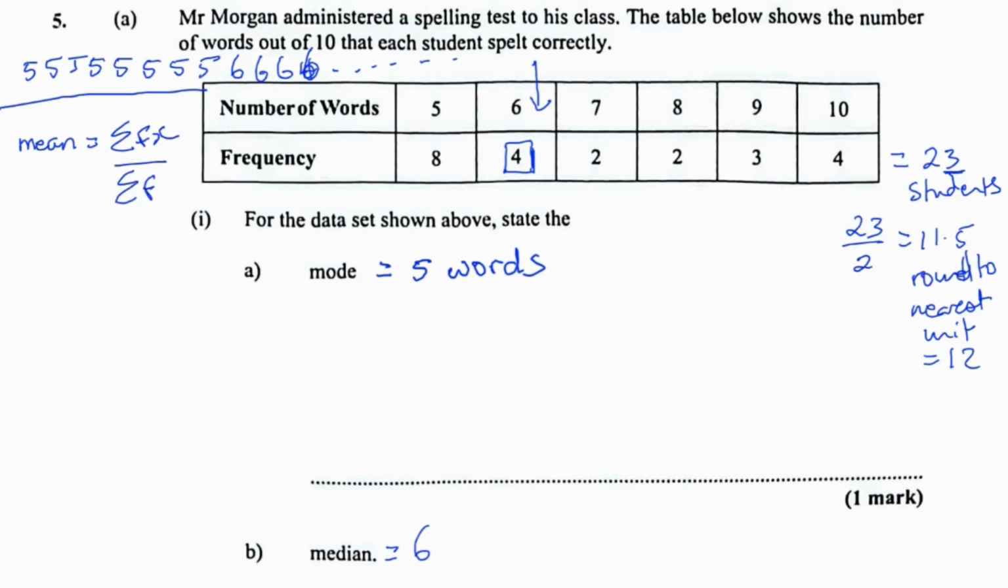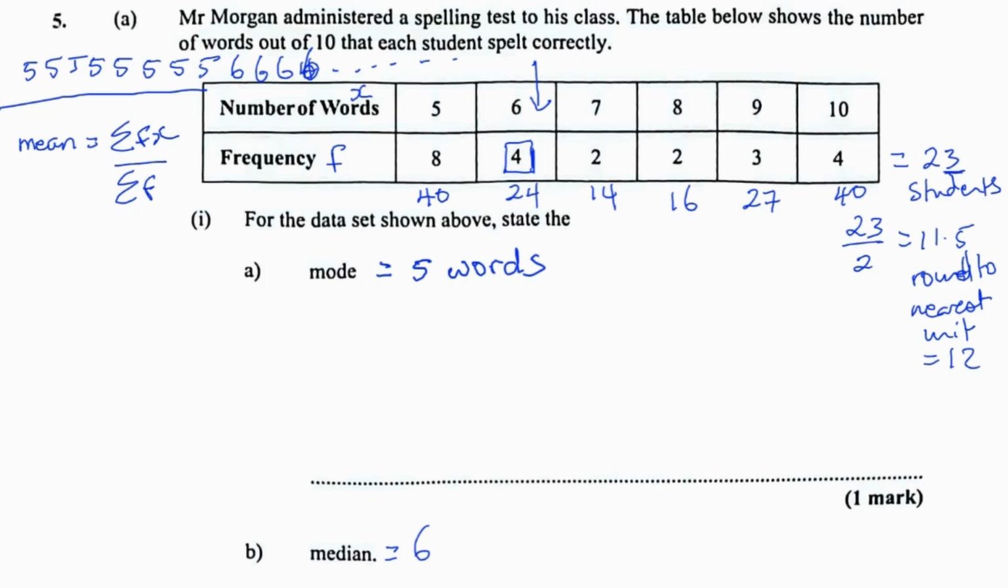What does that mean? In this case, x here would be the number of words, and the frequency is f. Okay, so the sum of fx. First we need to calculate fx. That's simply multiplying 8 by 5, which would give me 40, 6 by 4, 7 by 2, 8 by 2, 9 by 3, and 10 by 4.